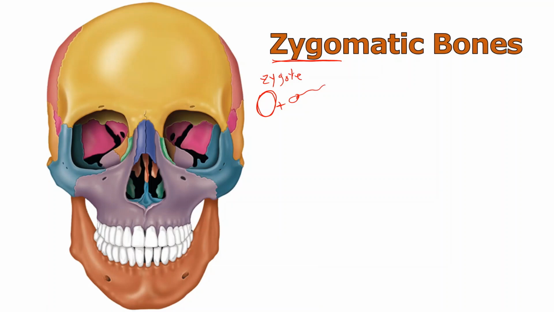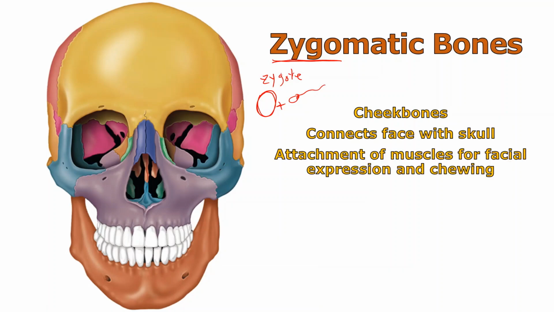with the skull. And so it's got these bony processes that reach out to other bones, two of them reaching out to cranial bones, to connect it to the face. So we often call these the cheekbones. Sometimes you hear the word zygomatic arch.